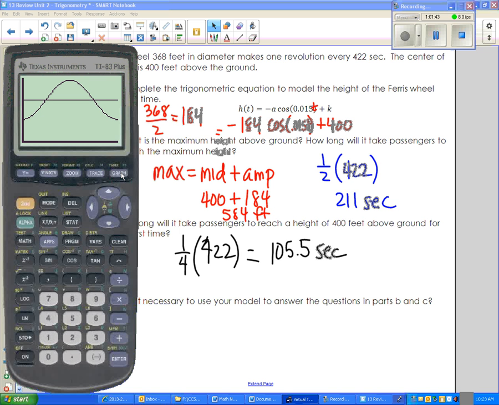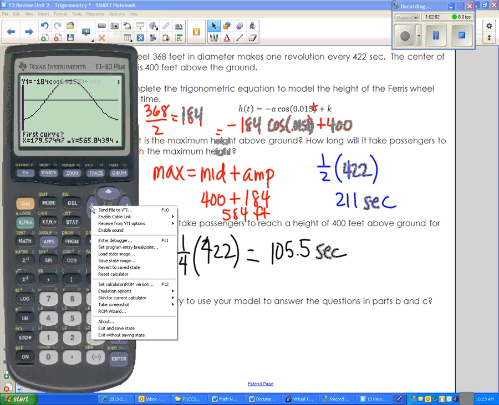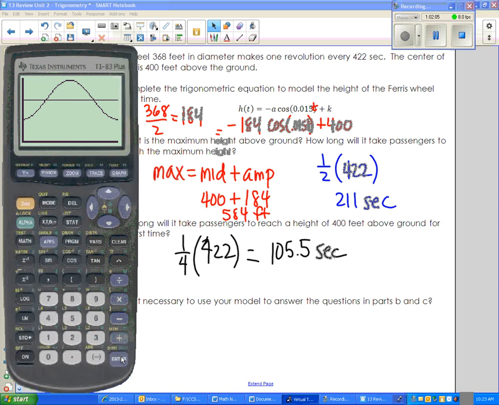Now, just thinking logically, if I know that this thing takes 422 seconds to go all the way around, then if I want to figure out how long it takes to get a quarter of the way around, I should be able to multiply by 1/4. And so the correct answer should be 105.5 seconds. But if I use my model and I look for that first point of intersection, I'm going to have to move my cursor a little bit closer to that point. You may find that the value you get using your model is slightly different. So using the model, it ends up being 104.7 seconds.